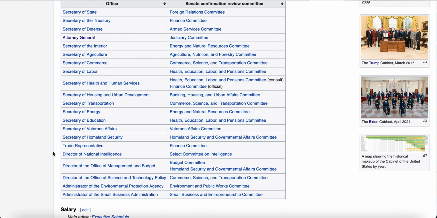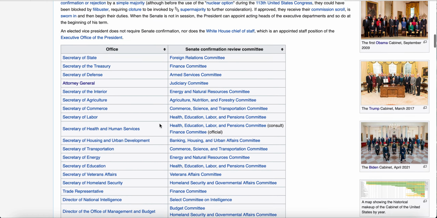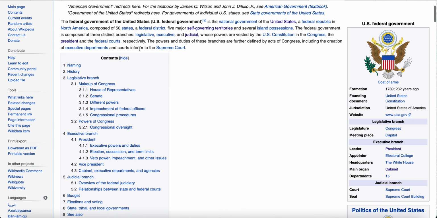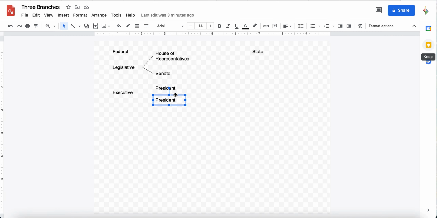You have a trade representative, director of national intelligence, director of OMB, director of the Office of Science and Technology Policy, and then you have the administrator of the EPA and the SBA. So those are the main positions of the United States cabinet. They include the vice president as well as the cabinet members, or secretary members, I guess, and other offices. So you have the president and then you have the cabinet.